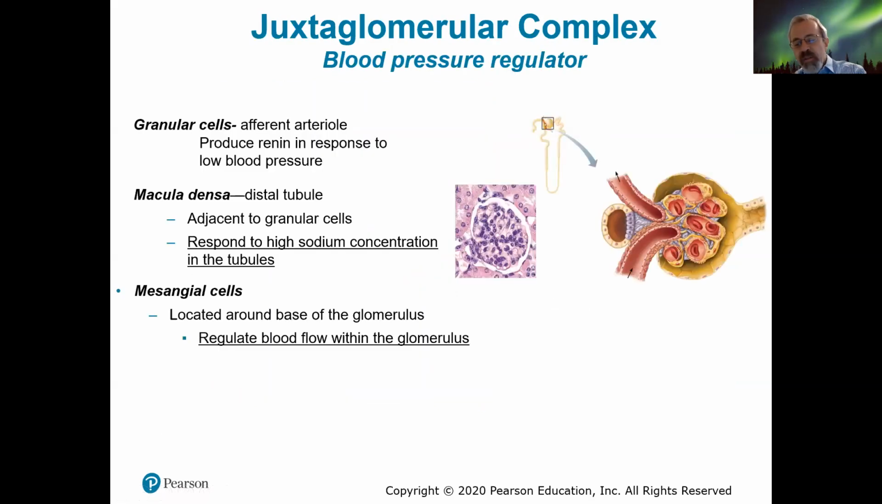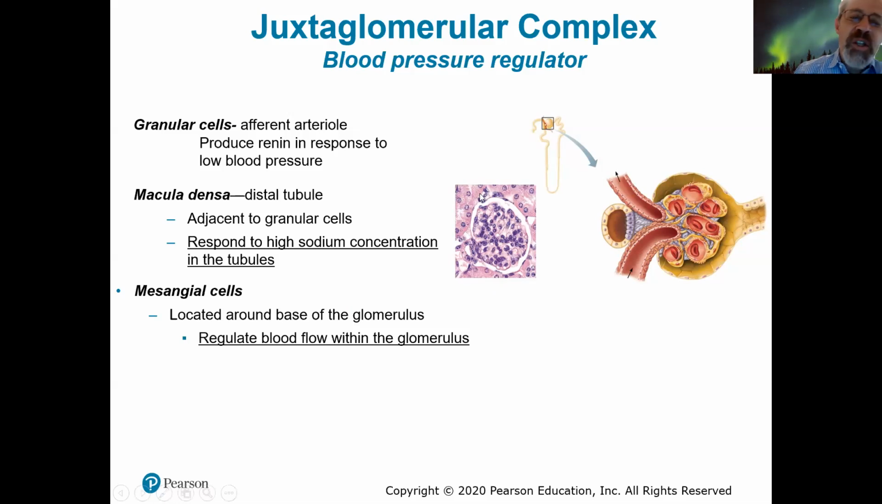Okay, so those are the main structures of the nephron. I spoke about the glomerular capsule, which is the glomerulus plus the capsule, which makes up the corpuscle, the glomerular corpuscle. This area. We also have the tubules: the distal tubule, the proximal tubule, the collecting duct, and the loop of Henle.